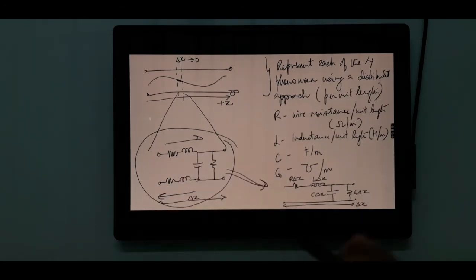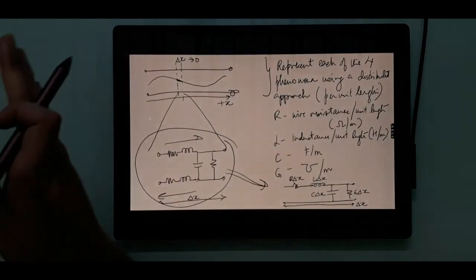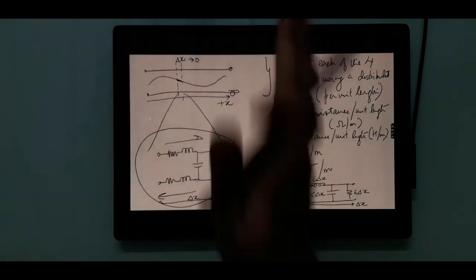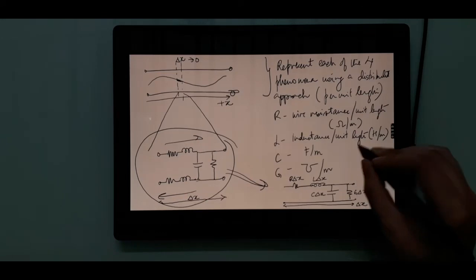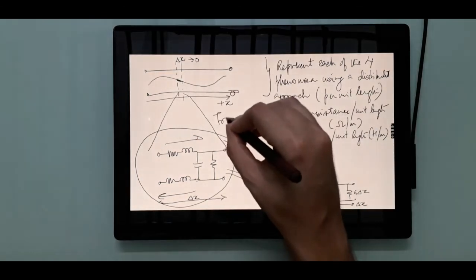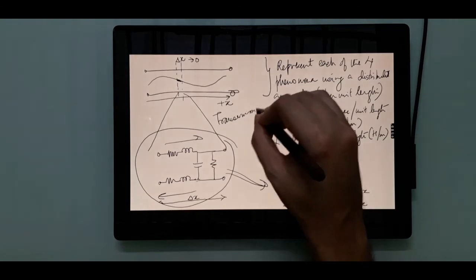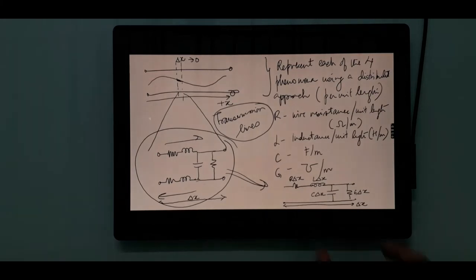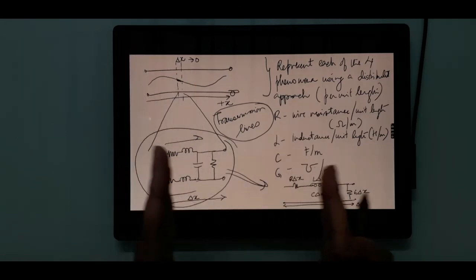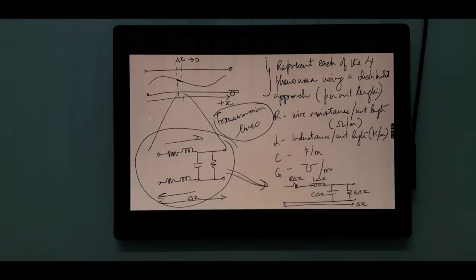By the way, the pair of lines which we use to send a signal from one end to the other end is called a transmission line. So this is the name of the topic that we are studying. We'll call this transmission lines. This section RLGC is only a representation of a delta x section of the line, not the full line. The full line will have an infinite number of such sections. So we shall pause here and continue next time.